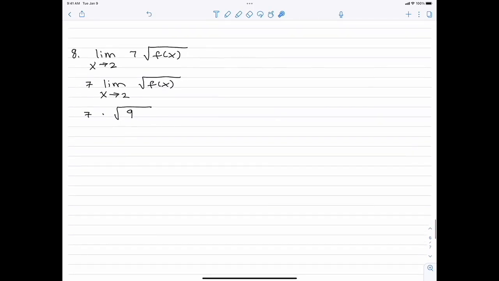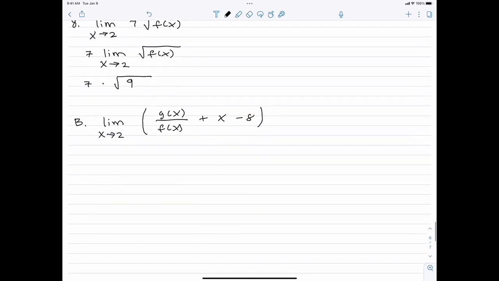Let's move on to 8B. So for B, what do we got here? We got the limit as x approaches 2 of g of x over f of x plus x minus 8. So this is another one of those cases where it's kind of nice to split things up. You may disagree, but I think it's going to make this a lot easier, and a lot clearer for those of you who might have had some difficulty with this, right?